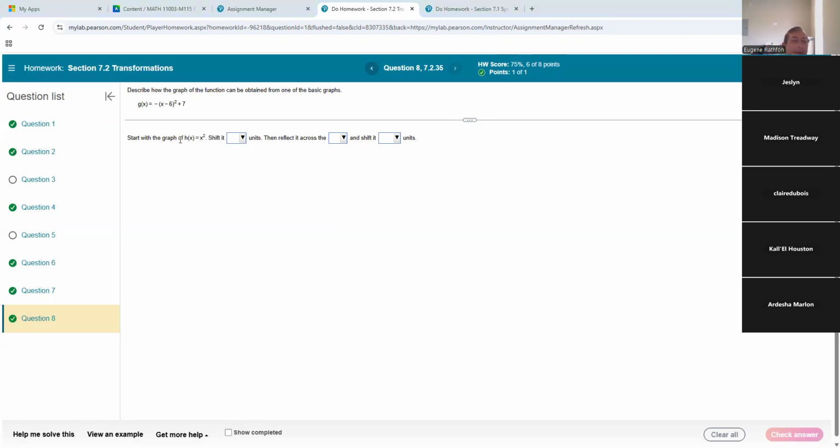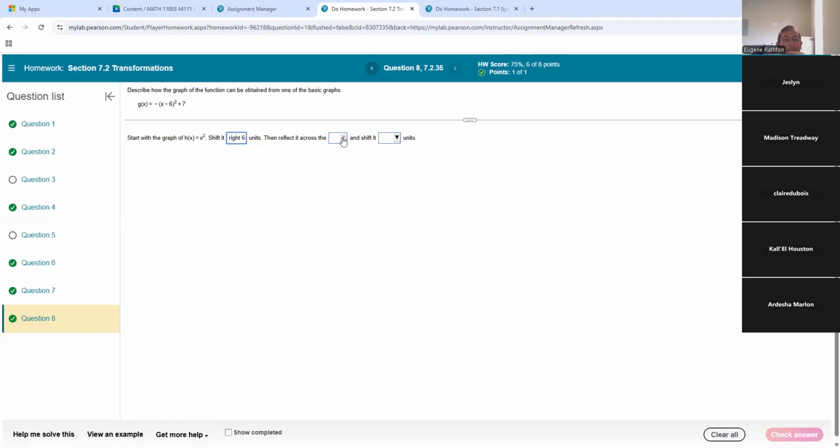How about that? So start with the graph. They're giving you g of x equals negative x minus 6 squared plus 7. So they're saying start with the graph of x squared. We're going to shift it blank units. So this is left and right. So to go left or right, you're looking inside those parentheses. So that's a x minus 6. So y'all, left 7, right 7, left 6, or right 6. What would y'all choose on that? So right 6, so let me go to right 6.